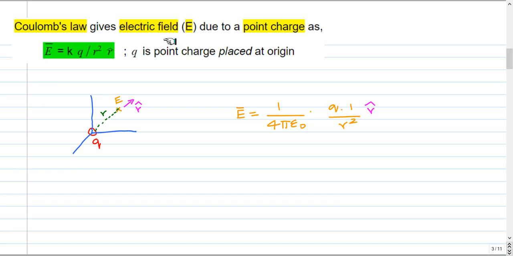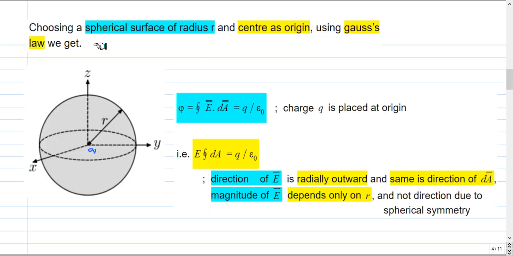Coulomb's law gives the electric field due to a point charge as kq by r square into r cap. The point charge q is located at the origin. So the electric field at a distance r is 1 by 4 pi epsilon naught into q into 1 by r square into r cap. The definition of electric field is the force acting on a unit positive charge. So we can get this expression for electric field using Gauss's law.